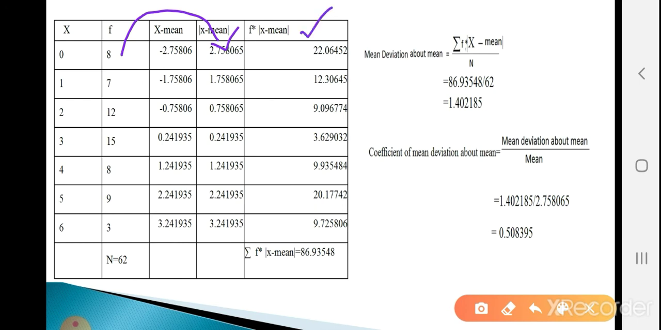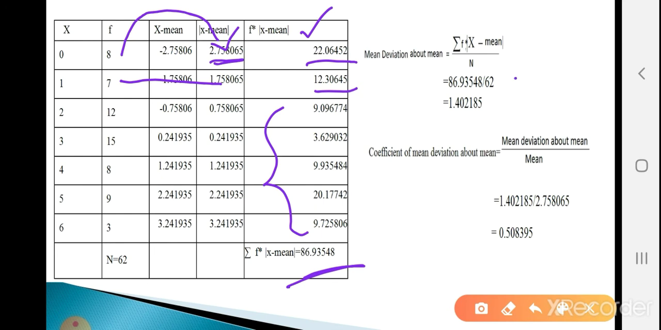So the first value of f is 8. 8 into 2.75806, so the value is 22.06452. Then next 7 into 1.75806, that is 12.30645. Similarly calculate the remaining ones. We need the total of the last column. So the total of the last column is 86.93548.